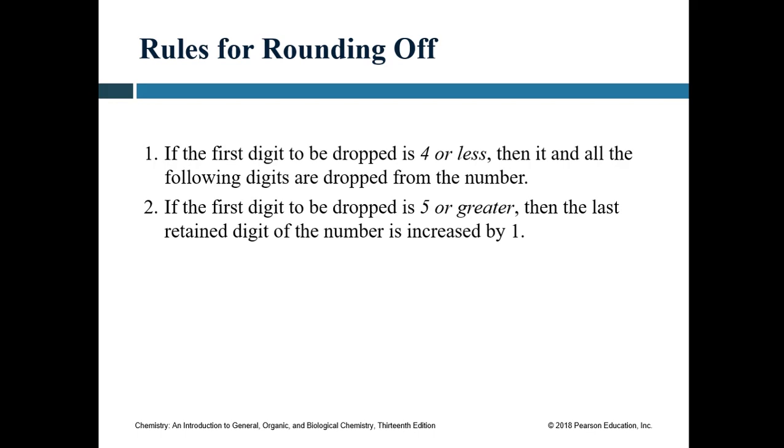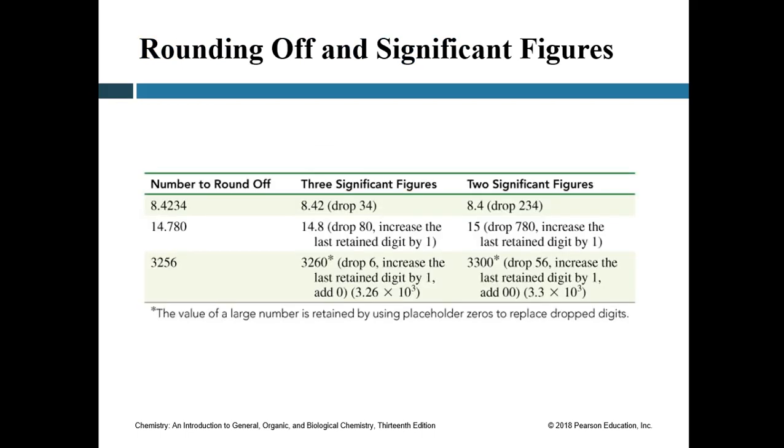So first of all, we need to remember how to just round off. If the first digit to be dropped is 4 or less, then it and all the following digits to be dropped are dropped from the number. If the first digit to be dropped is 5 or greater, then the last retained digit of the number is increased by 1. So if we want this number rounded to 3 significant digits, that's 8.42, we look at the number following the 2, which is a 3. That's less than 5, so we drop that number and anything after it. So 8.42.